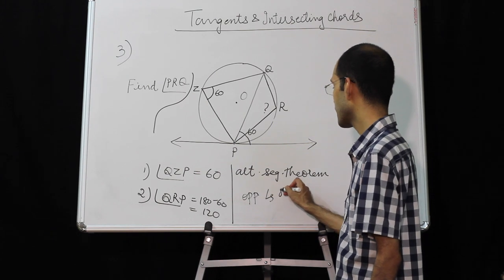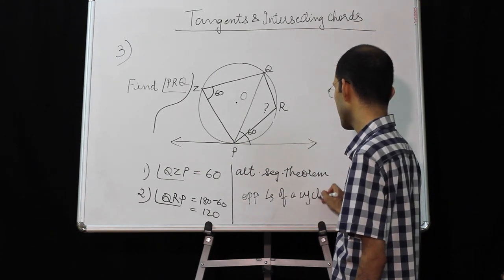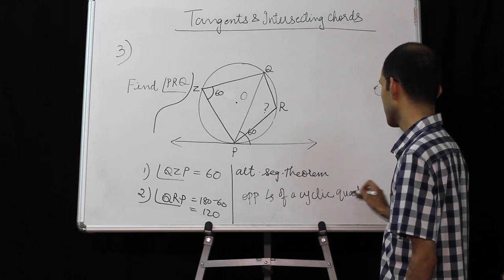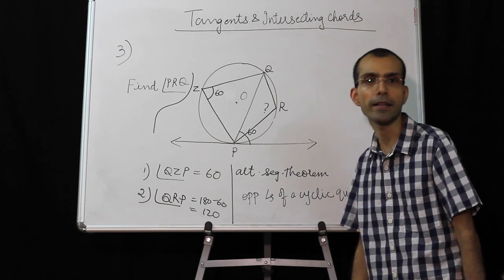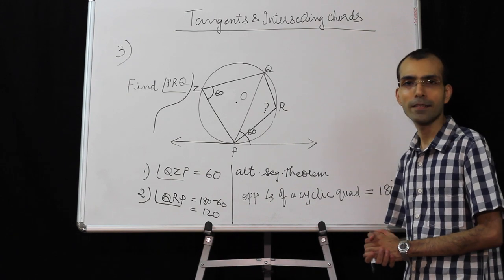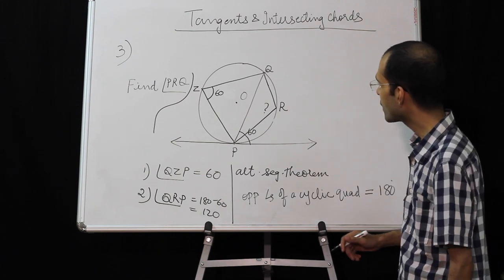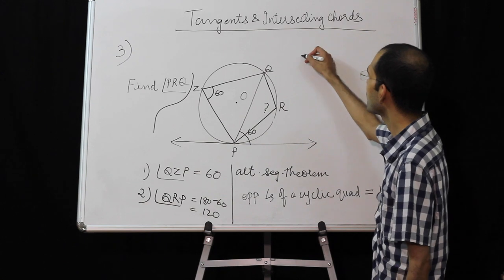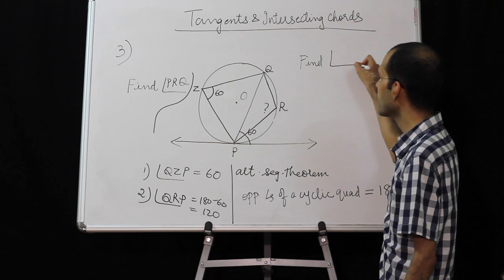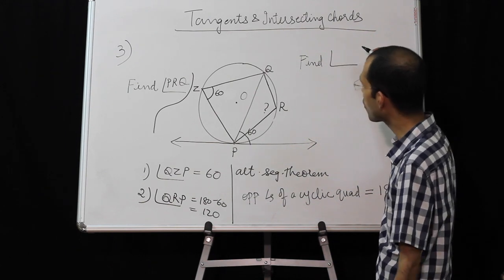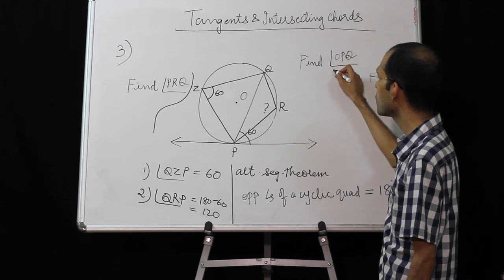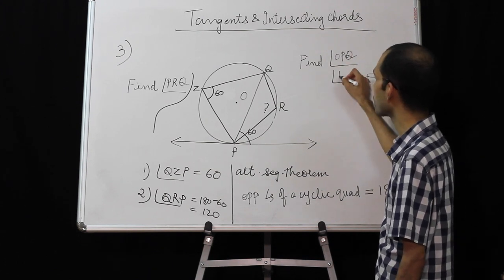Opposite angles of a cyclic quadrilateral is 180. So the sum is over. Now we can modify this. We can add some spice to it. So we are just extending the sum. Find angle OPQ. Also find angle POQ.